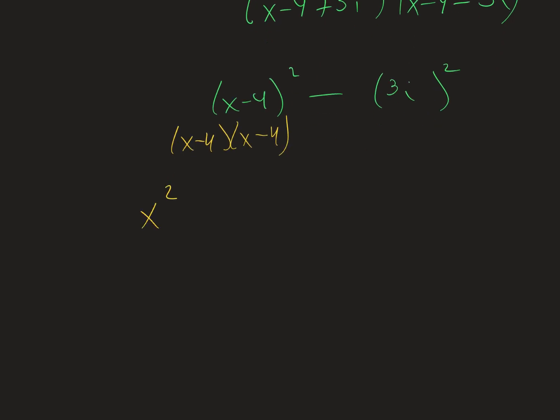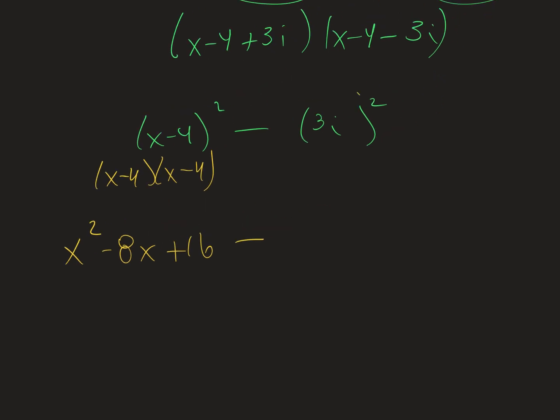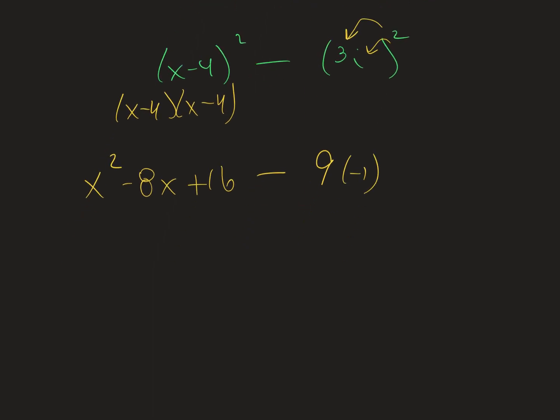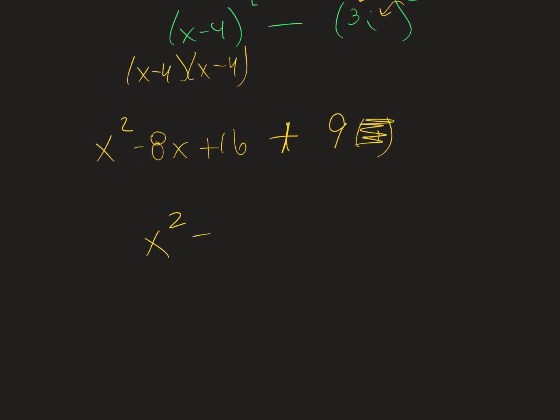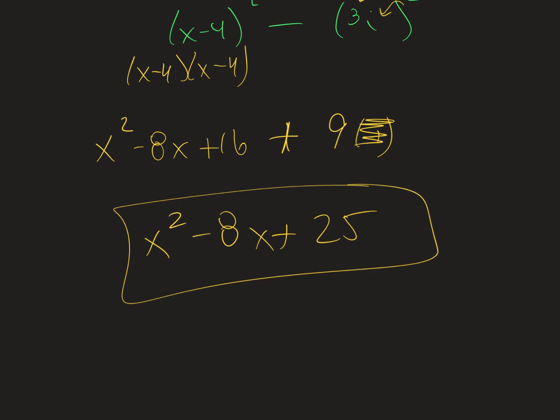So x squared. Negative 4 is going to give me minus 8x. And then negative 4 times negative 4 is plus 16, right? Minus. Now this 2 goes to both of these. What is 3 squared? 9. And then i squared is negative 1, right? So if you have minus a negative 9, what does this become? Plus 9. So this is x squared minus 8x plus, what's 16 plus 9? Yep. Now, that will work every single time.